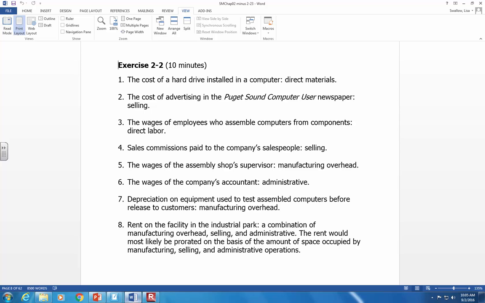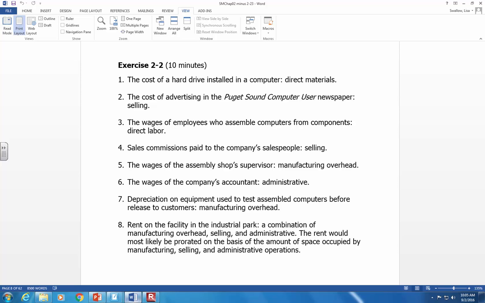For each cost indicate whether it would be most likely classified as direct materials, direct labor, manufacturing overhead, selling cost, or administrative cost. Good. Clearly direct materials, easy to trace to the final product. Heather? The cost of advertising in the Puget Sound computer user newspaper. Yeah, that's a selling cost.